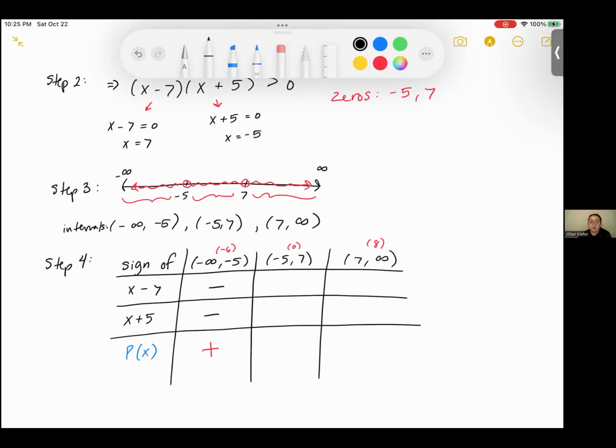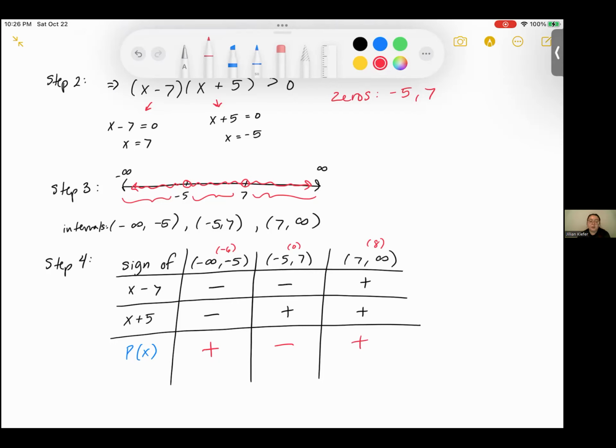All right, moving to the next column. Our test point in this column is going to be 0. So we have x minus 7. So 0 minus 7 would be -7. It's a negative number. 0 plus 5 would be 5, which is positive. Then p of x is a negative number times a positive number, which creates a negative number. Then our last column, we have that x is equal to 8, or that's our test point. So we have 8 minus 7 would be positive, and 8 plus 5 would also be positive, which means that p of x is positive on the interval 7 to infinity.